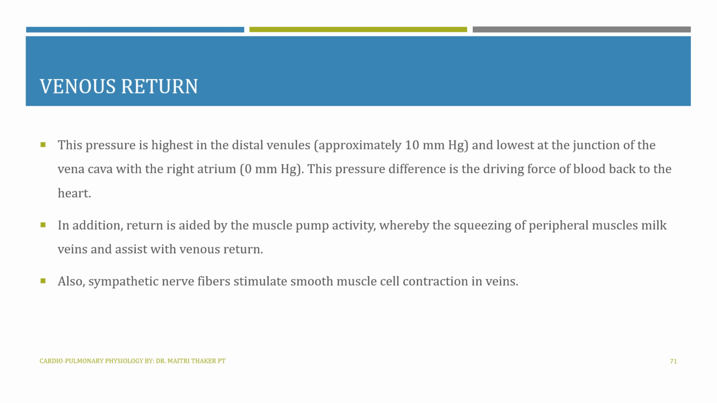This pressure difference is the driving force for blood to return to the heart from the periphery. In addition, return is aided by muscle pump activity, whereby squeezing of the peripheral muscles milks the veins and assists venous return. Due to muscle contraction, there will be compression and relaxation of the veins, and that will pump the blood towards the heart. That is why calf exercise is very important. Also, sympathetic nerve fibers stimulate the smooth muscle cells and aid in contraction of the veins.